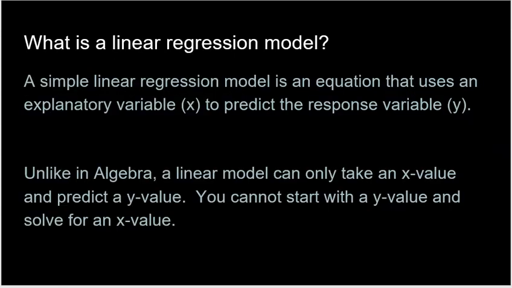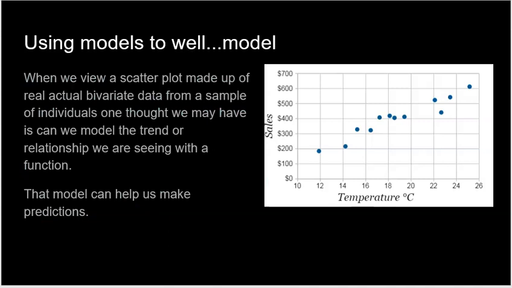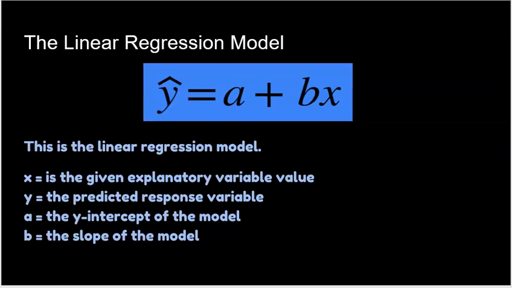So what is a linear regression model? A simple linear regression model is an equation that uses an explanatory variable x to predict the response variable y. Now, unlike in algebra, a linear model can only take an x value and predict a y value. You cannot start with the y value and solve for an x value. So if we go back here, a linear regression model is literally a line, but we're not going to just call it a line of best fit anymore. We're going to call it a regression model. It is a linear regression model that can be used to take a temperature and predict the sales at that given temperature.